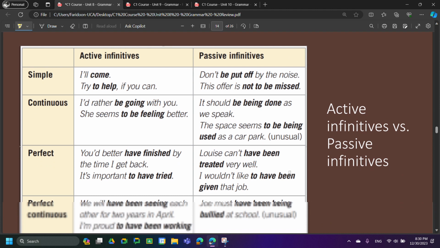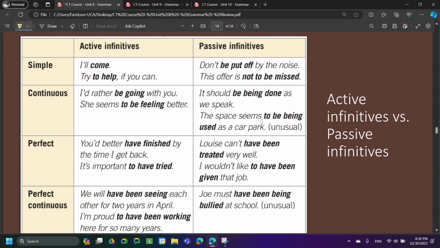Okay. So what about infinitives? Now, active infinitives in the simple aspect, let's say, will just be verb number 1, and of course, it can also be the full infinitive structure to plus verb 1. Okay. So then you have the passive one. So yeah, let's talk about the passive.